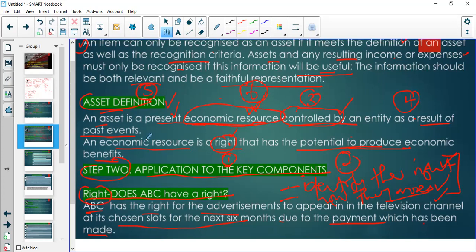Does the entity have a right? So you identify the right that it has. In this case, it has the right to have its advertisements appear. That's a right. And you identify how did that right arise? Because they made a payment. All right. So they have a right, you identify the right. And how did the right arise? Through payment. So point number one, we have identified that indeed there is a right.